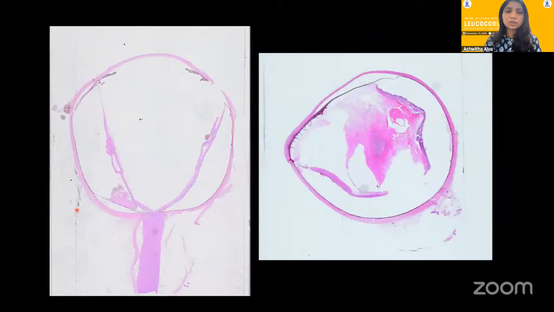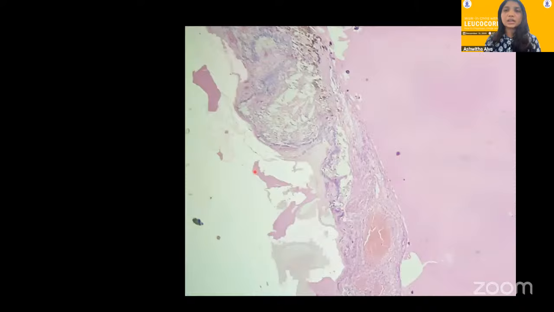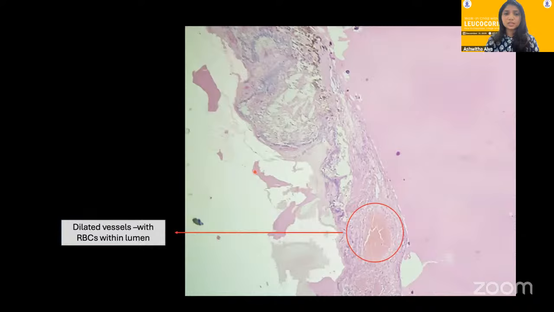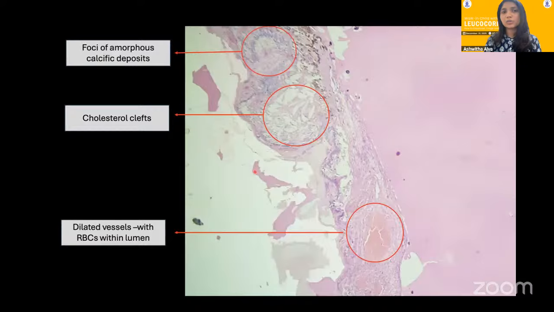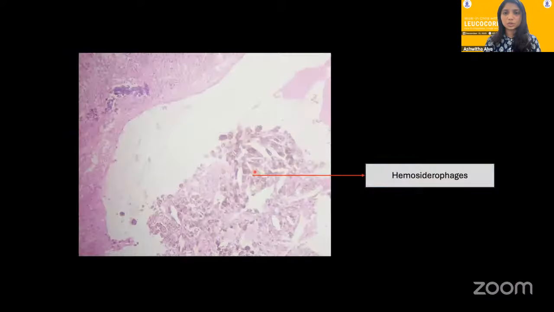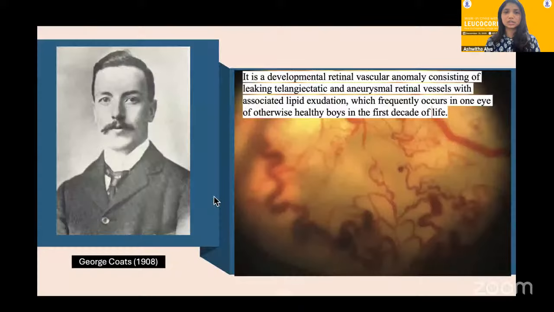This is a histopathology image of it showing a funnel-shaped retinal detachment and classical signs of Coats disease with dilated vessels with RBCs within the lumen. Cholesterol-like clefts and foci of amorphous calcific deposits were also visualized. In addition, hemosiderophages were also seen in this patient.